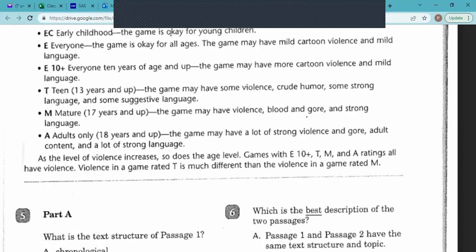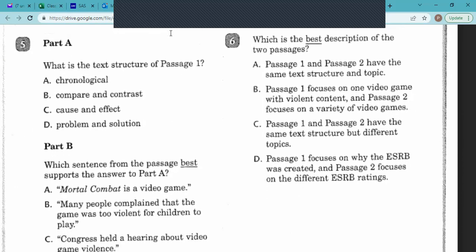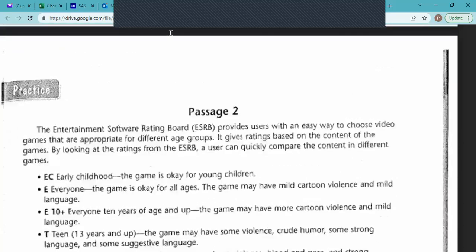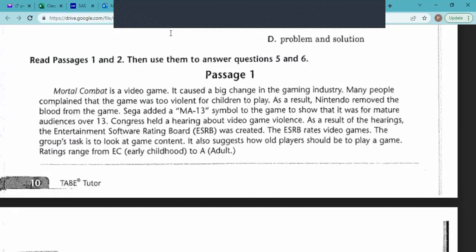All right, so we're going to look at a couple of these questions. There's 3 altogether. I just want to go over 2 of the questions. Let's do number 5, part A and part B. What is the text structure of passage A? Is it chronological, compare and contrast, cause and effect, or problem and solution? So back to passage 1, pause your screen and take a look at it.